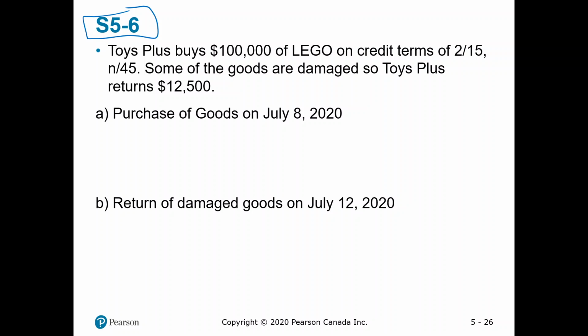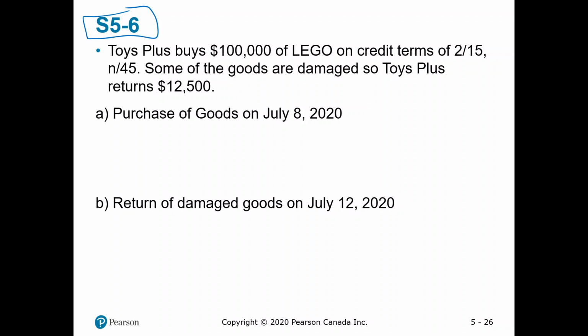So S5-6 says refer to the Toys Plus situation in S5-5 and journalize the following transactions on the books. So S5-5 says suppose that Toys Plus uses the perpetual inventory system and buys $100,000 of Lego toys on credit terms of 2/15 net 45. Some of the goods are damaged in shipment, so Toys Plus returns $12,500 of the merchandise to Lego. So we're going to do S5-6, which is the journal entries.